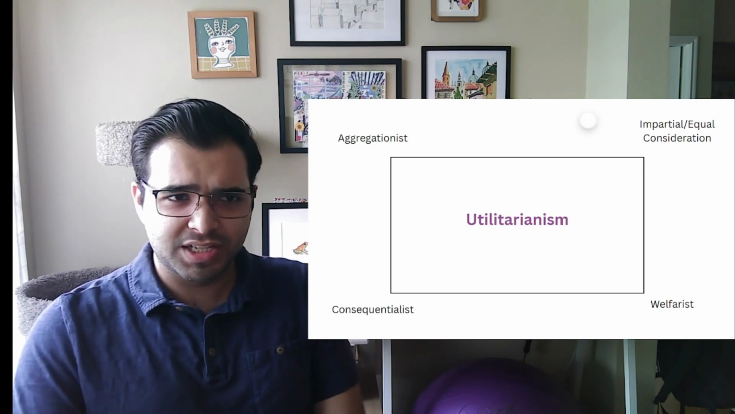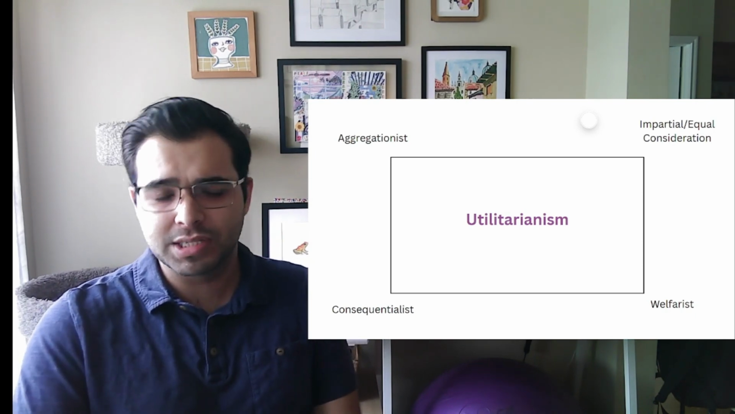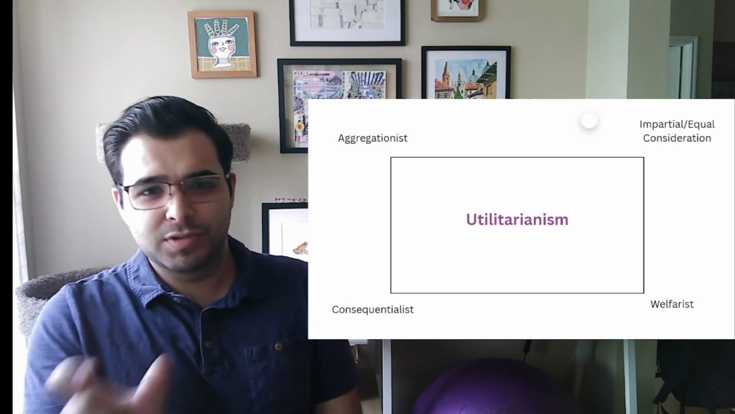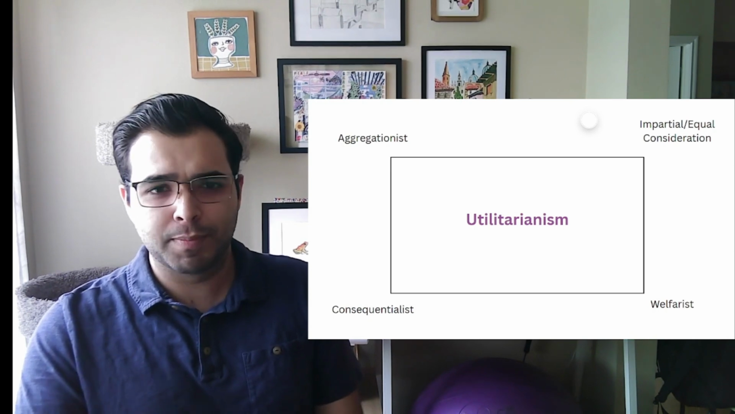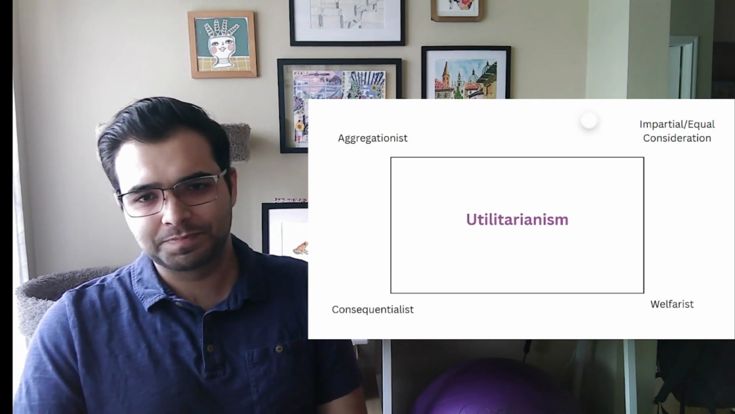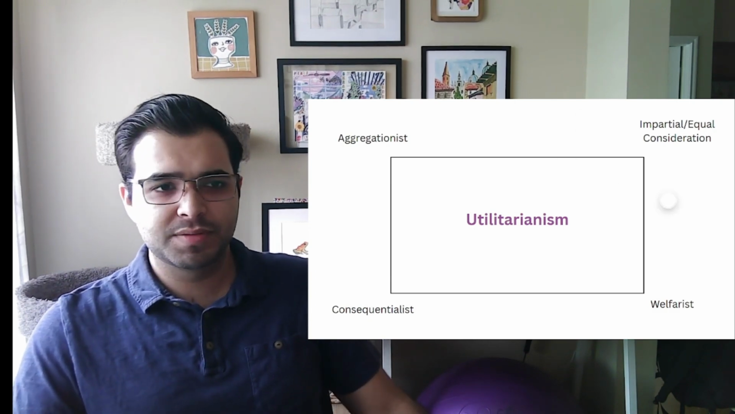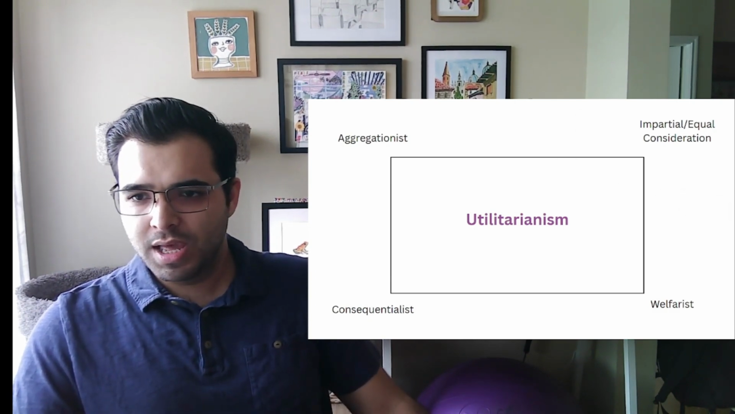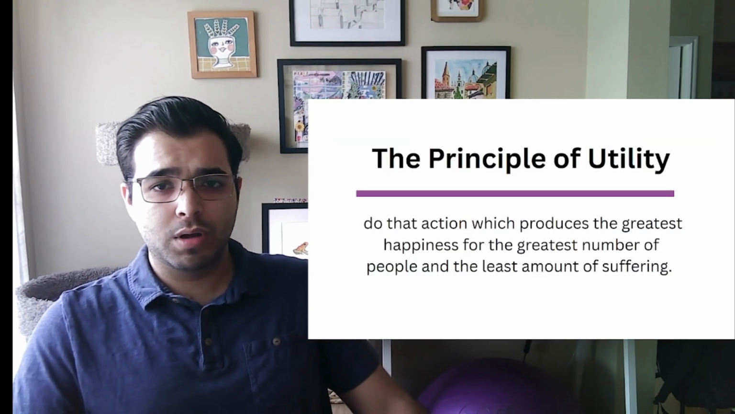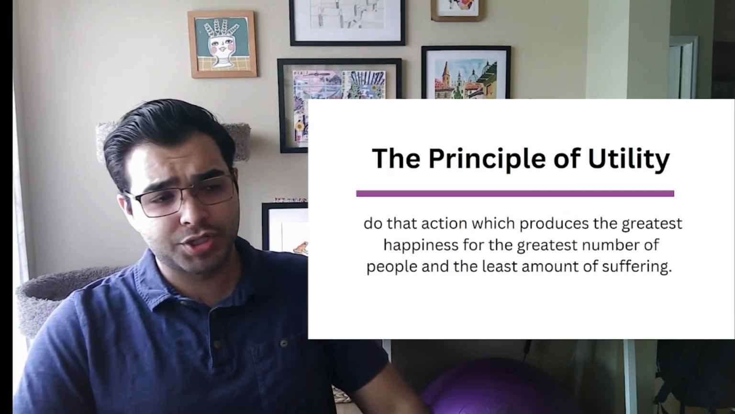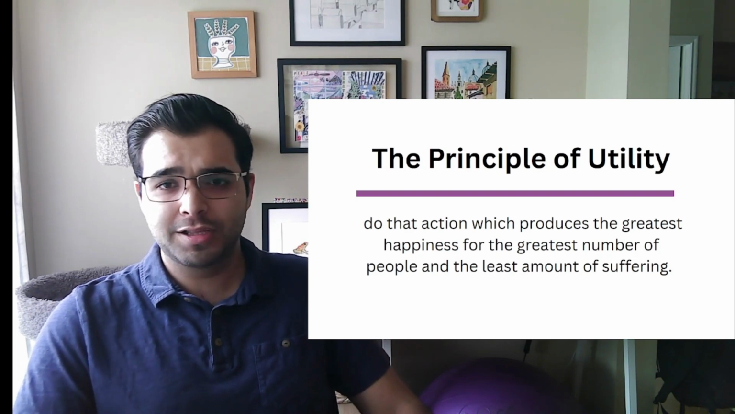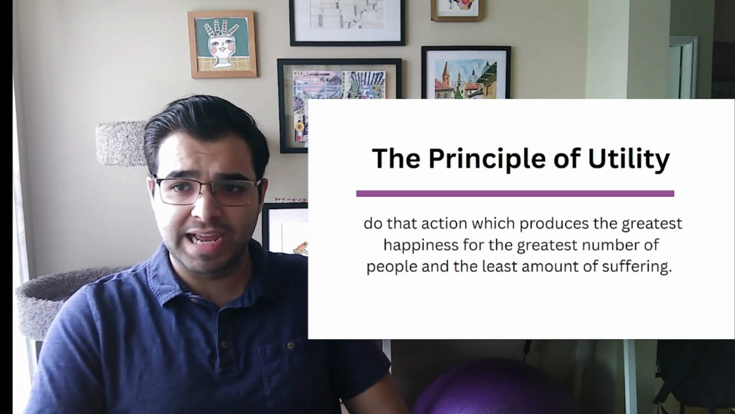Okay, so we take all of these things together, and utilitarianism. The reason why it's called utilitarianism, by the way, is because those happiness units are what utilitarians will call utility, right? Utilitarianism tries to promote utility, otherwise known as the net amount of happiness in the world. Taken together, utilitarianism can be thus understood as the principle of utility, okay? So the right thing to do, according to utilitarianism, is to do that action which produces the greatest happiness for the greatest number of people and the least amount of suffering. That's what it boils down to, okay?